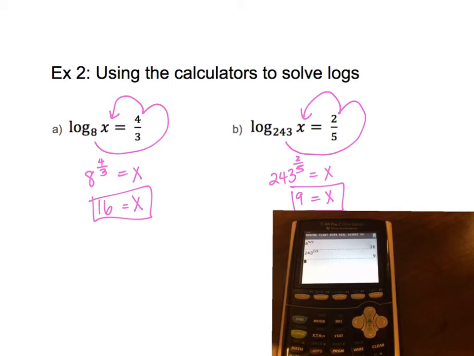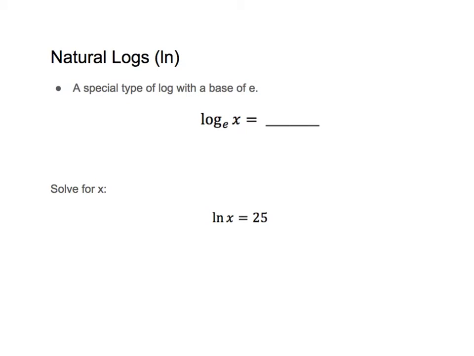All right, let's try something else here. There is a special type of log that we're going to talk about here in the next slide. Okay, so there's a special type of log where the base is e. And we call this log the natural log, and we represent it as ln. And so on your calculator, actually let me show you this on the calculator.